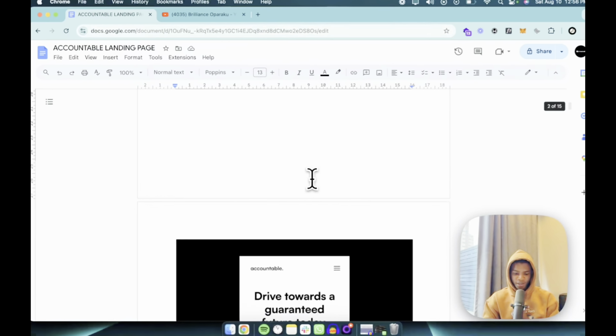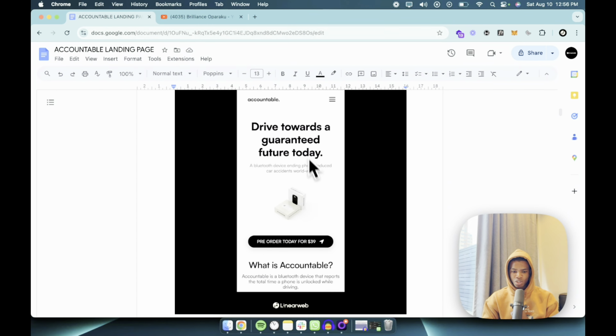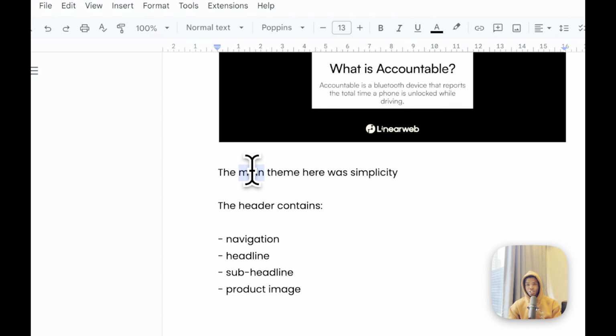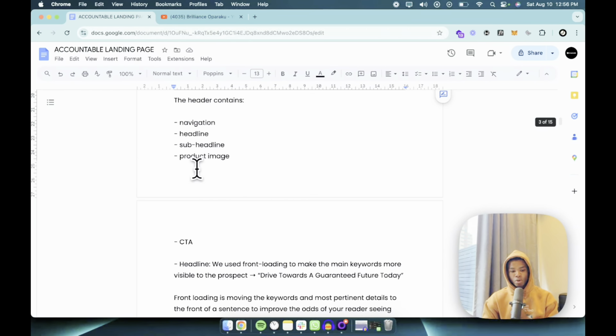So the first one is the header. And you can see it's simple here. The main theme here was simplicity. The header contains the navigation, the headline, the subheadline, the product image, and the CTA.